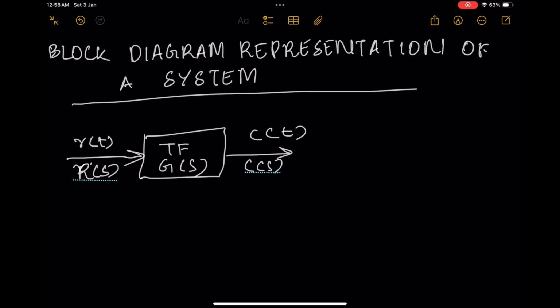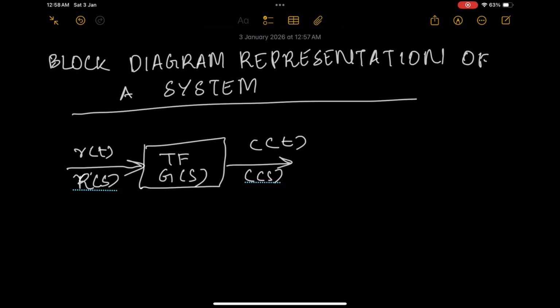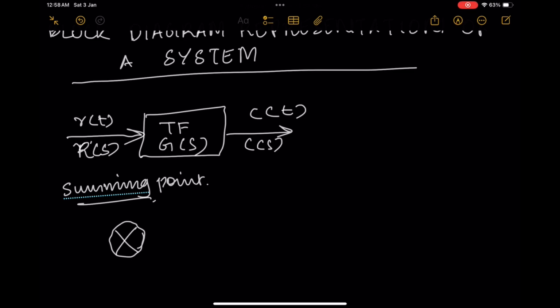Next, we'll learn some additional things that we use to represent a system in a block diagram. While representing, we use some kind of addition and subtraction methods. So what I'm using is the summing point. Summing point is basically just something to add two signals. In order to add or subtract two signals, what we use in a block diagram is the summing block, and it is represented like a circle with a cross on the inside.